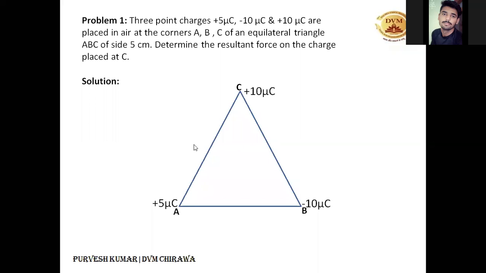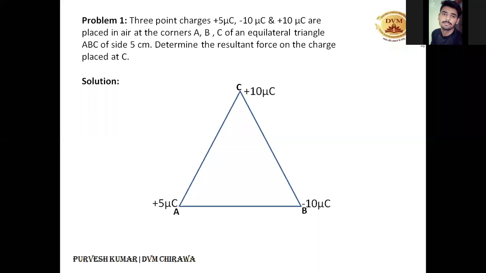Now, the side of the triangle we know is 5 centimeter. We need to determine the force on the charge placed at C, that is this plus 10 microcoulomb. The resultant force on the charge placed at C needs to be determined. All right, so that we need to do.